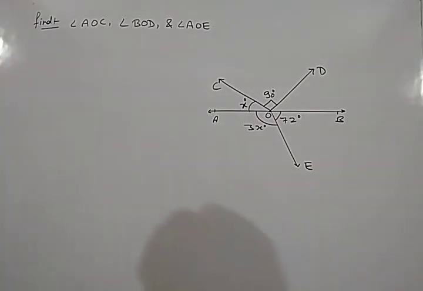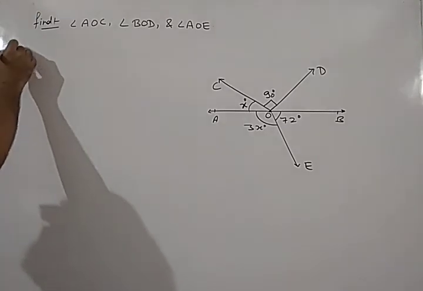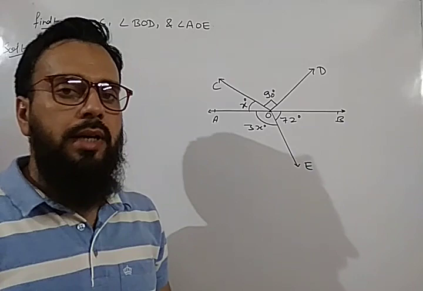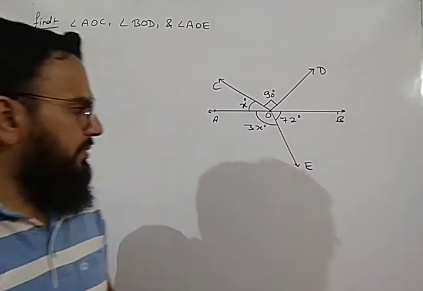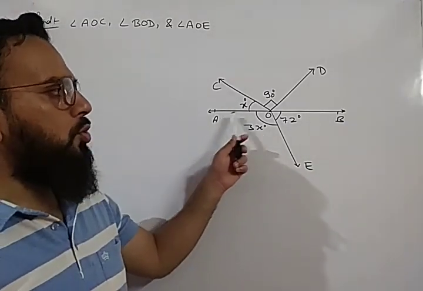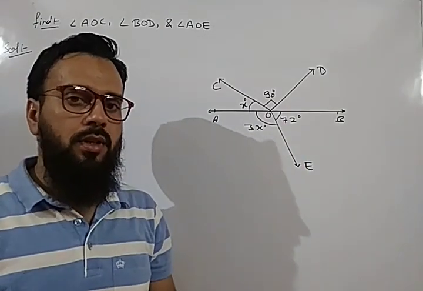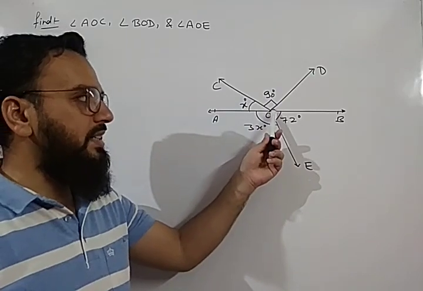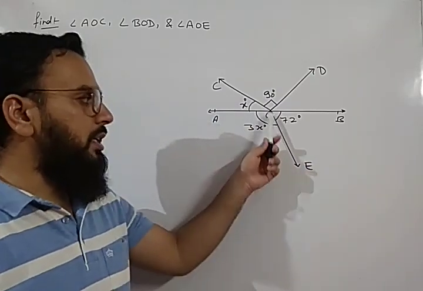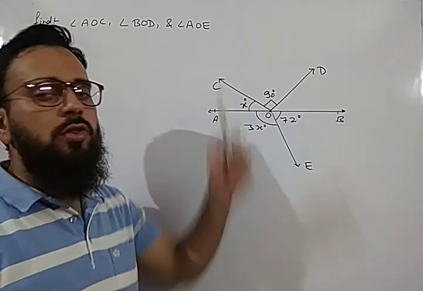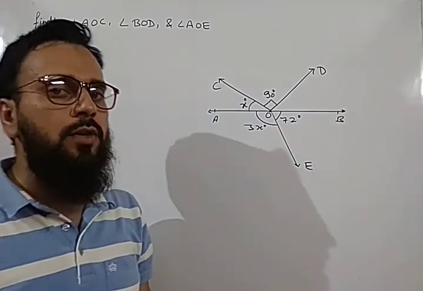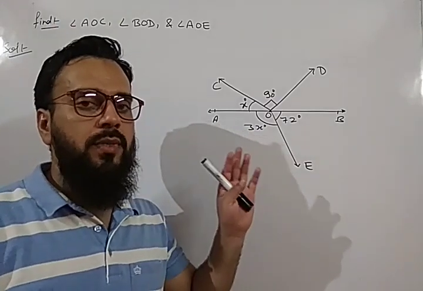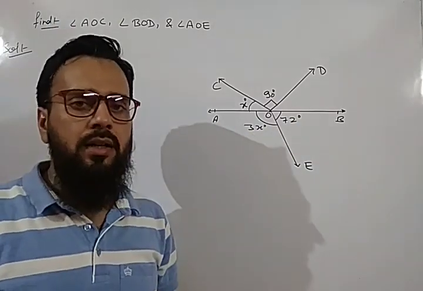How will you solve it? We have studied linear pair and vertically opposite angles, but we can see here that there are no two straight lines. Only AB is a straight line, but OC and its opposite ray are not here. Similarly, OE is given, but its opposite ray is not given. Means two intersecting lines are not given. So we cannot apply the vertically opposite angle property here. Okay, but we can apply the linear pair of angles here.